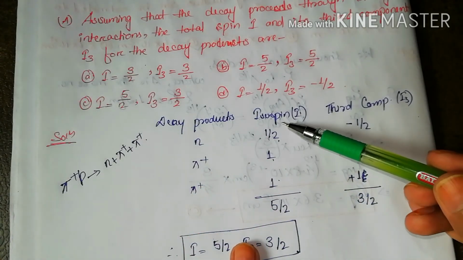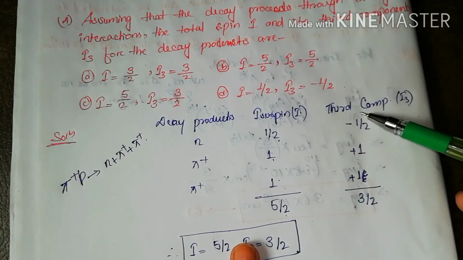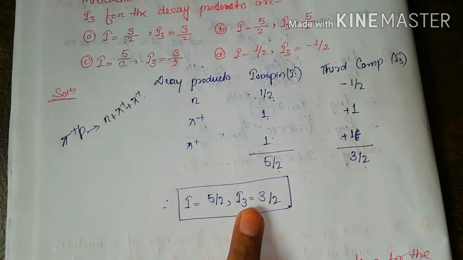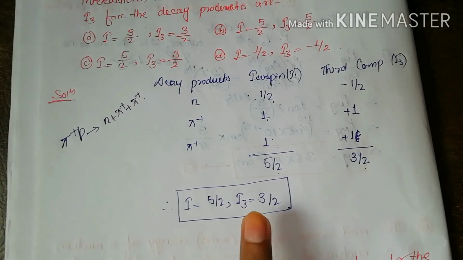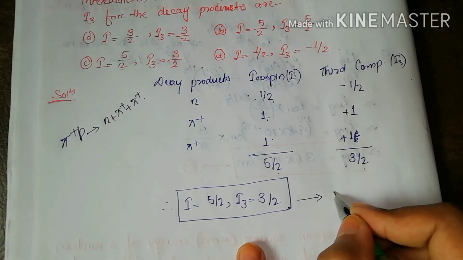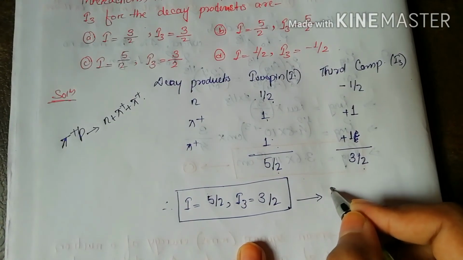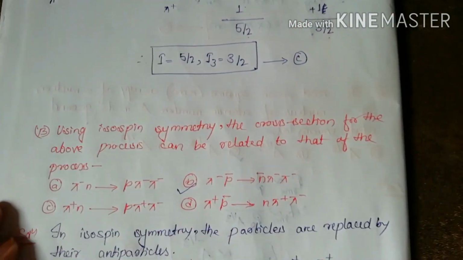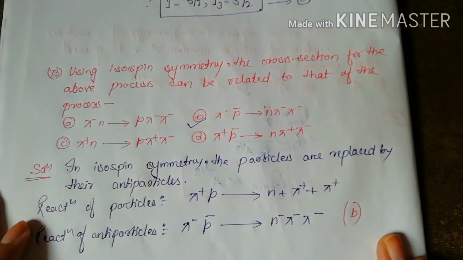So you can see here, this will give us a total 5 by 2 and this will give us a total 3 by 2. So I is equals to 5 by 2 and I3 is equals to what? 3 by 2. So the correct option is option C, right? The correct option is option C here. Now let's come to the next question, which is the last question of this video.